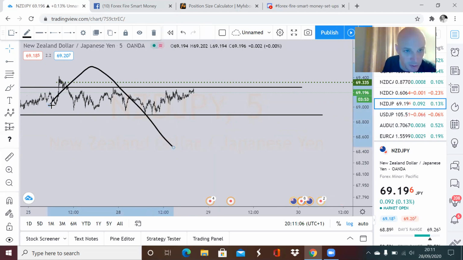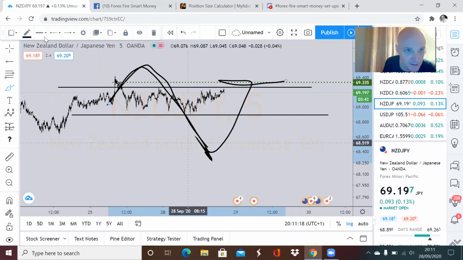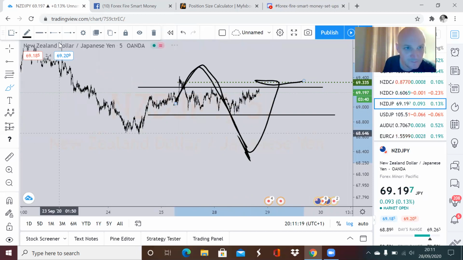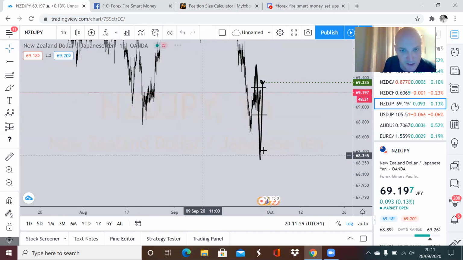Okay, so you've had the push up. You need this to break down here. If it breaks down here, you're then going to get in on that area there. Okay, take it up to the higher time frame. You're going to be targeting the bigger areas.